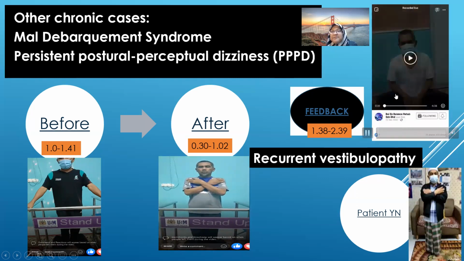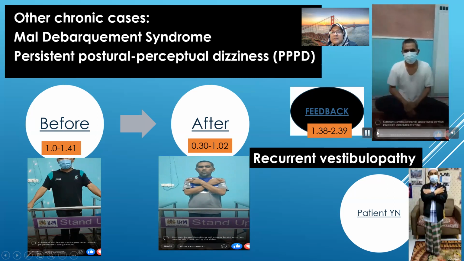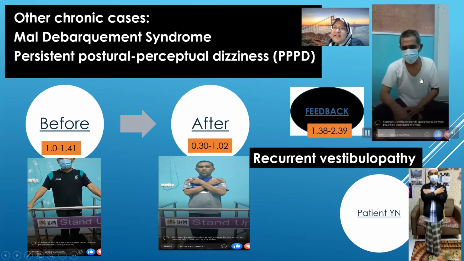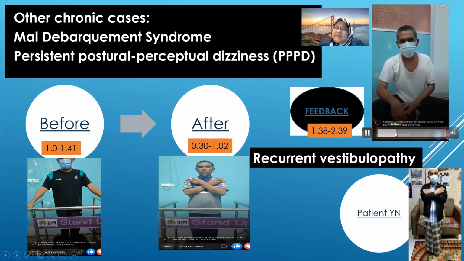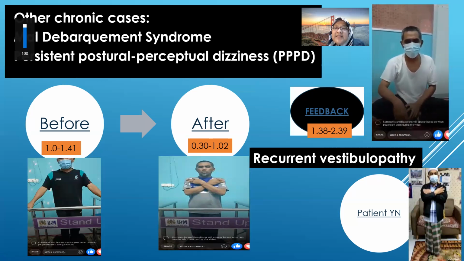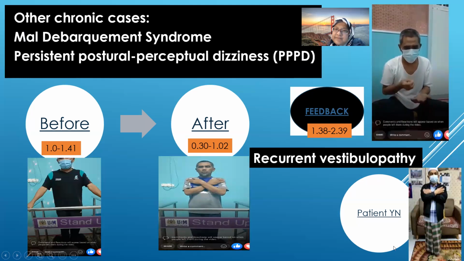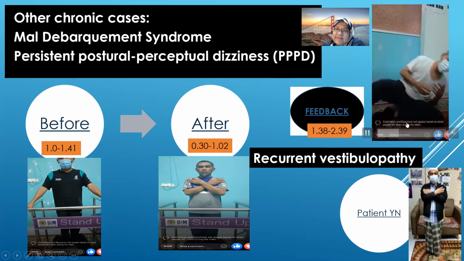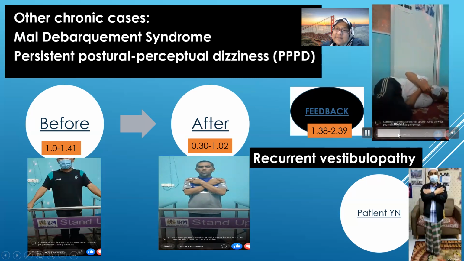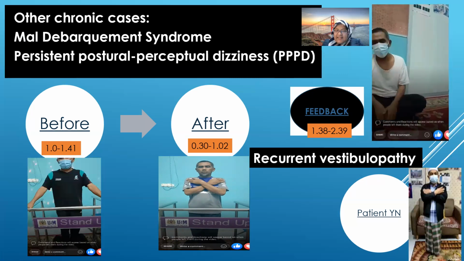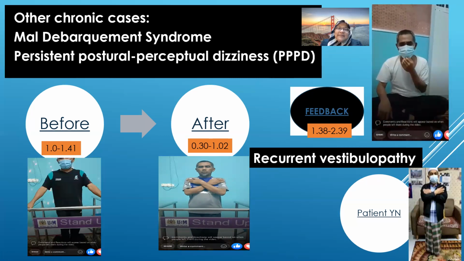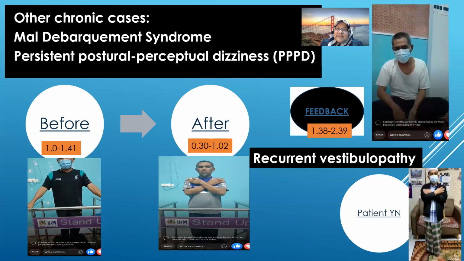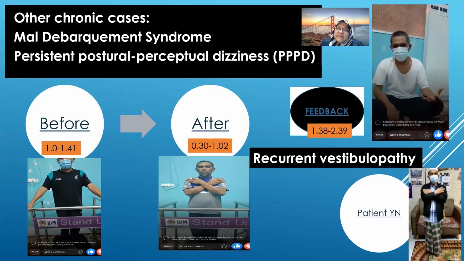Okay, so this is a patient feedback actually. The patient spoke in Bahasa Melayu, and I will translate it into English. This patient fainted one day before he came to see us. So he explains that in every attack, he falls suddenly and he asks for help.